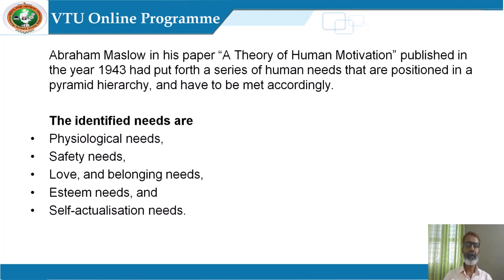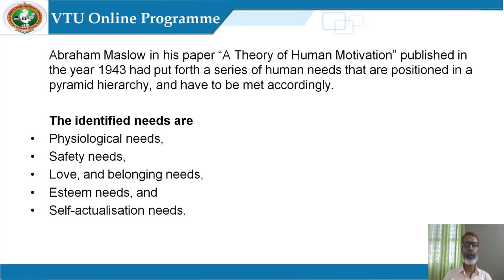The first level needs in the hierarchy are at the bottom. They are called physiological needs. Then the second level is called safety needs. Once physiological needs are satisfied, the human being tries to move to the higher level of needs, that is the second level. They are called safety needs.